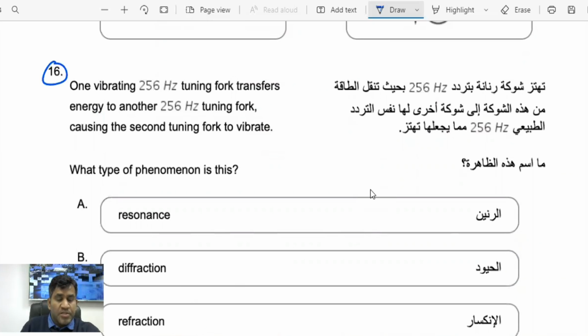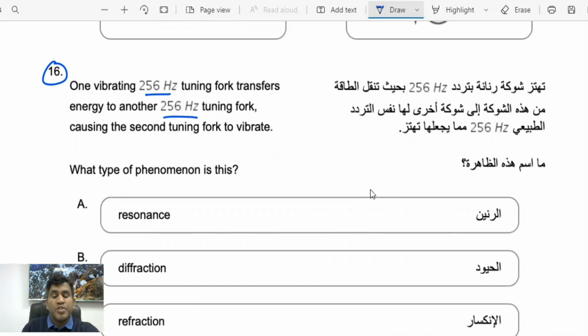Question number 16, it's completely theoretical. One vibrating 256 hertz tuning fork transfers energy to another 256 hertz tuning fork, causing the second tuning fork to vibrate. So what type of phenomenon is this?